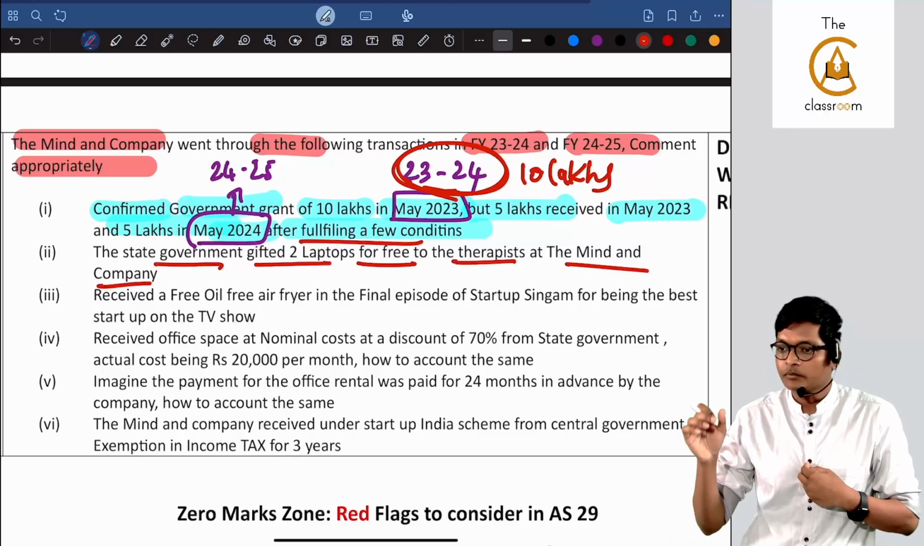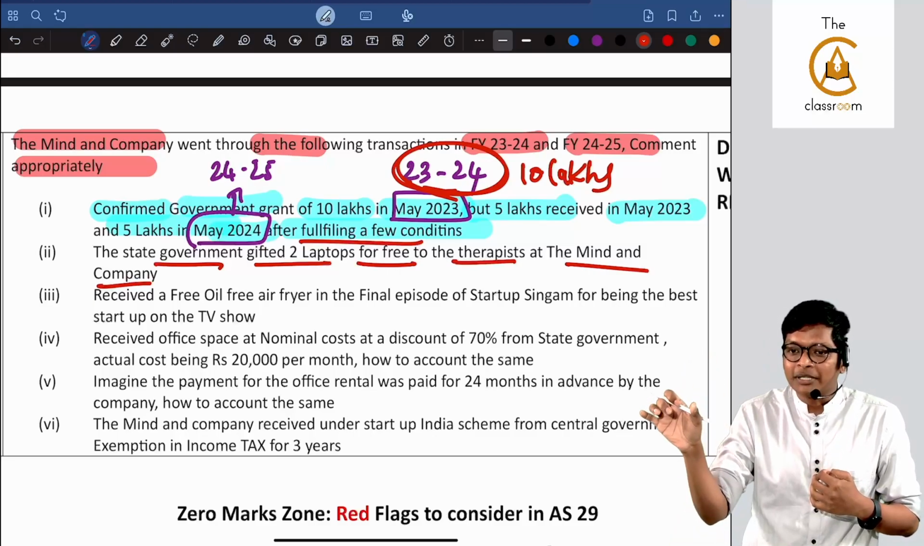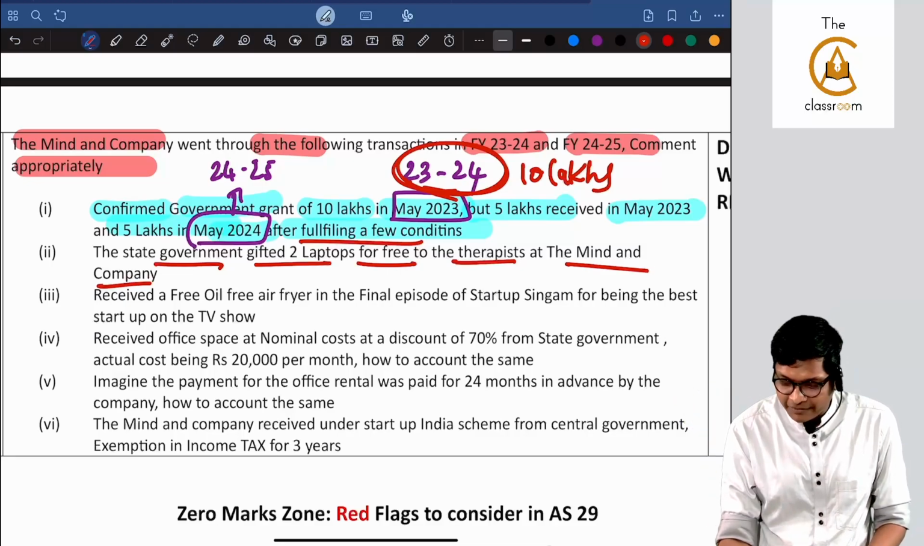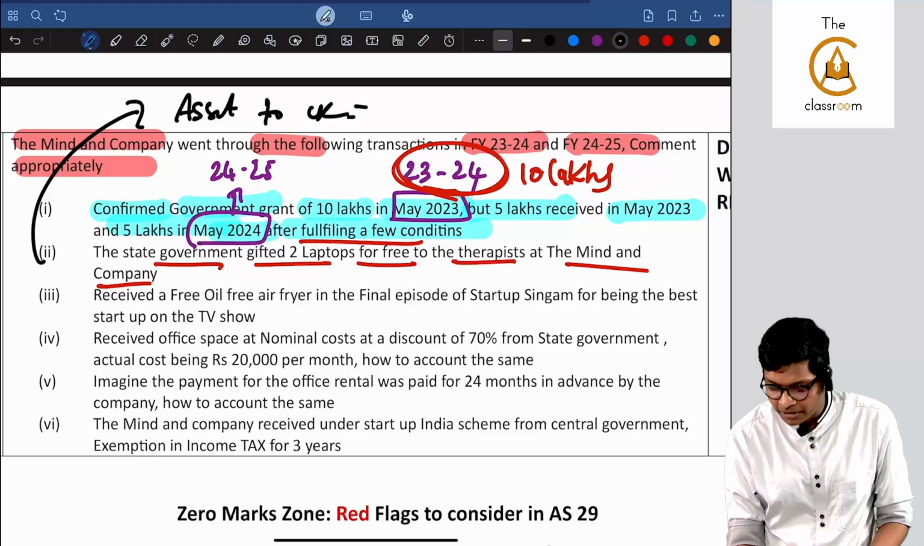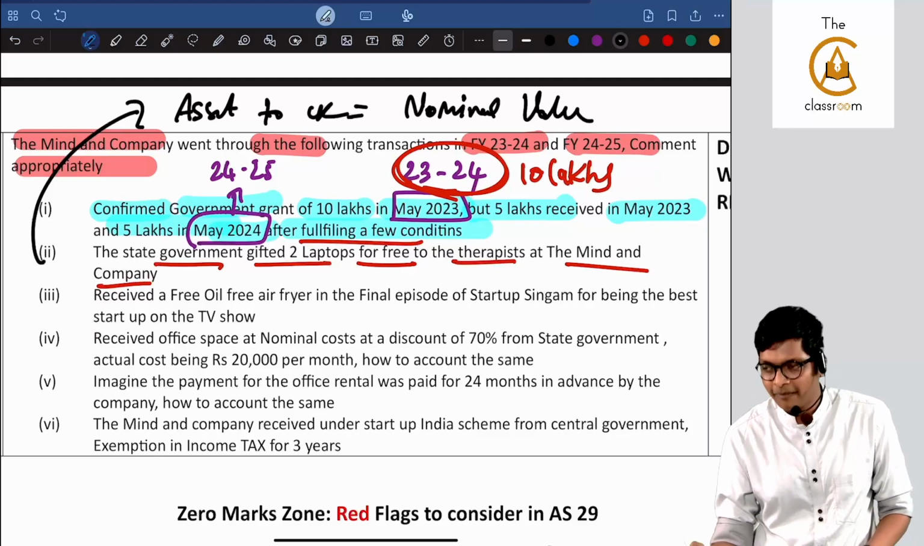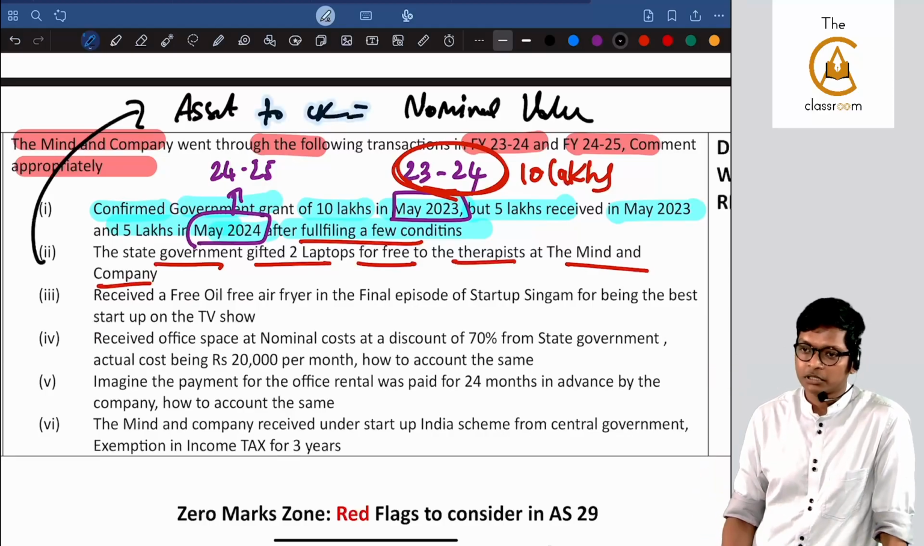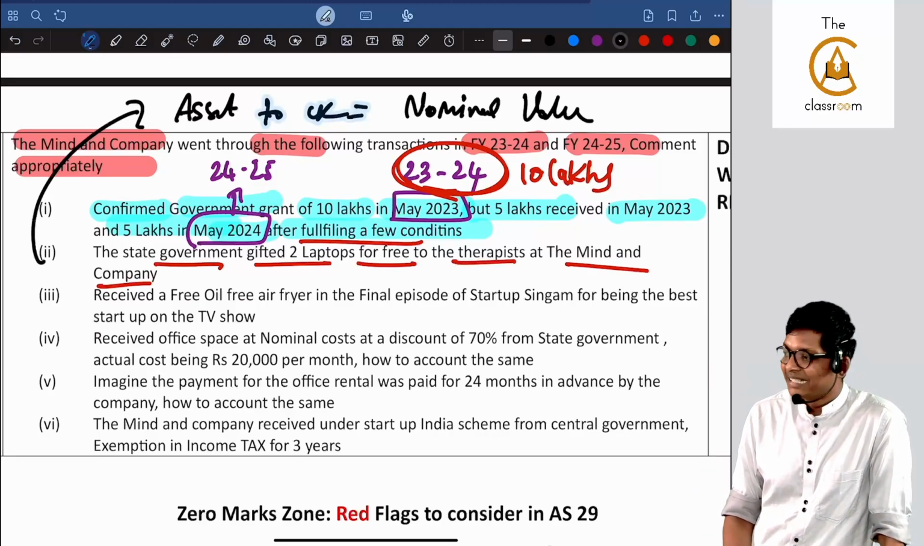Entry will be asset account debit to capital reserve at what price? Excellent. Asset to capital reserve at nominal value. It can be any amount, minimum 1 rupee. Paisa also you can put, as you wish. Are you following, guys? Clear?